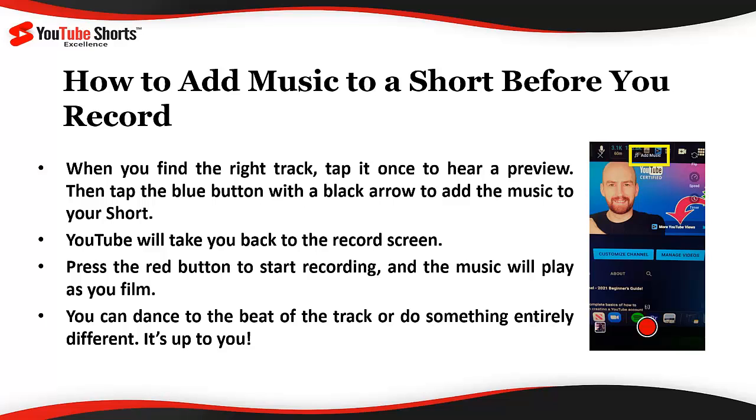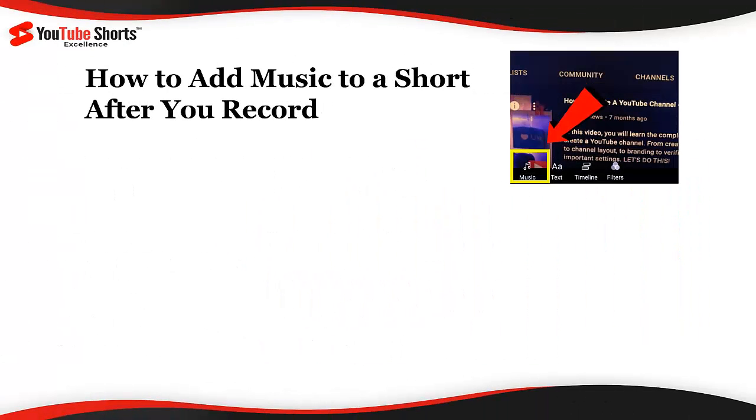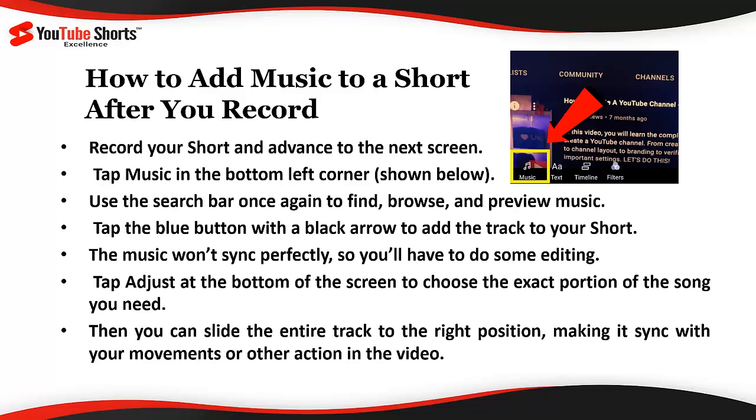You can dance to the beat of the track or do something entirely different. It's up to you. Record your short and advance to the next screen. Tap Music in the bottom left corner, shown below. Use the search bar once again to find, browse, and preview music. Tap the blue button with a black arrow to add the track to your short.